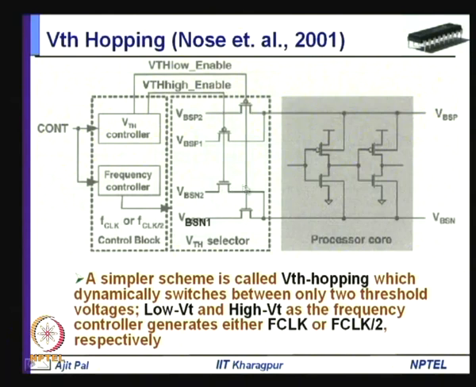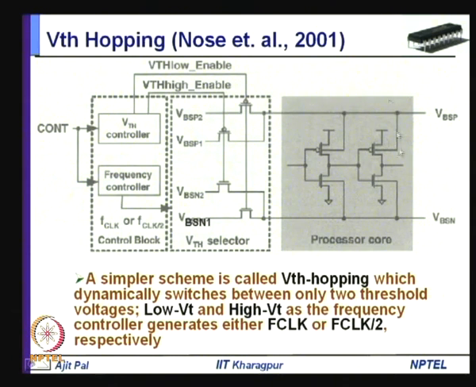That means the body bias may correspond to 0 body bias when the application requires high performance, and you can use reverse body bias, that is your VBSP1 and VBSN1. That means here it will be more positive and here it will be more negative, and that will be done with the help of this VTH selector. So, you are selecting these voltages with the help of switches, and you are applying them to the substrate or body.